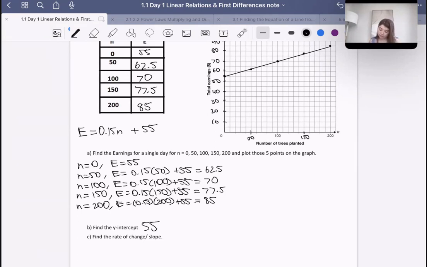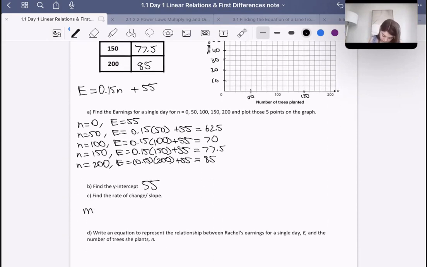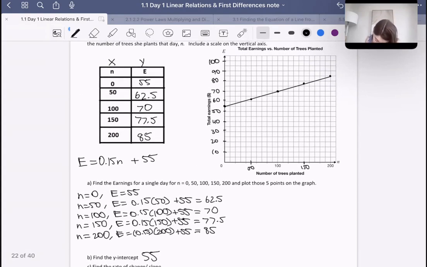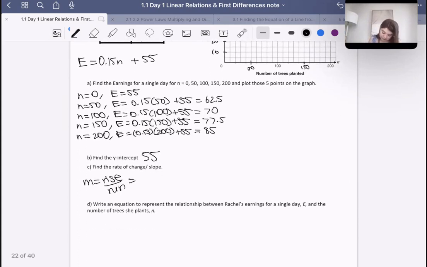Find the slope or the rate of change. Well, we know that slope is equal to rise over run, and we know that the rise is 7.5, or sorry, the rise is from here to here. So yes, that looks like it's 7.5 over the run, which is 50. So 7.5 over 50, which is actually the same as 15 over 100, or about 0.15. So if you prefer a slope in decimal form, that would be a good decimal form there.